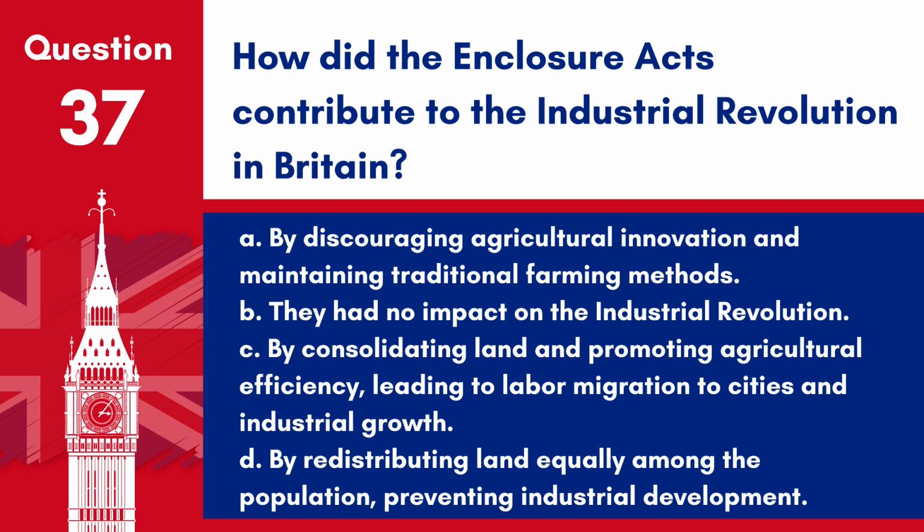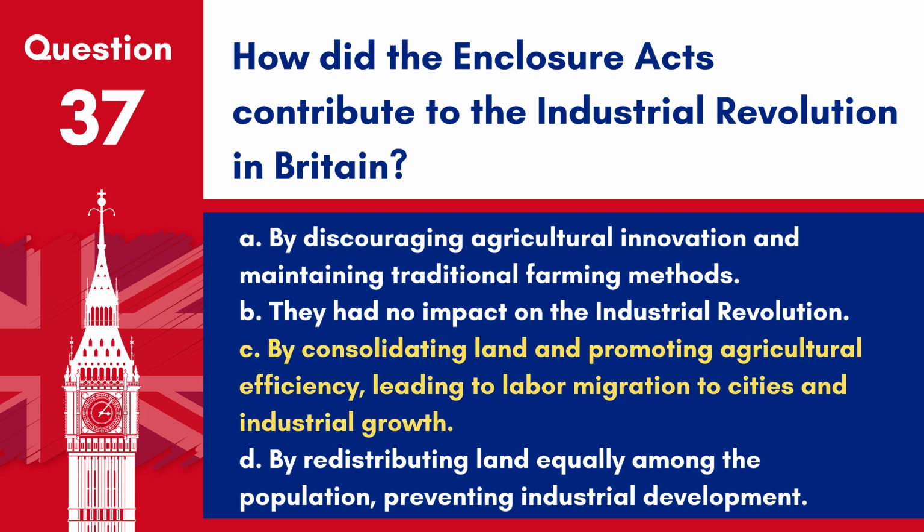A. By discouraging agricultural innovation and maintaining traditional farming methods. B. They had no impact on the Industrial Revolution. C. By consolidating land and promoting agricultural efficiency, leading to labour migration to cities and industrial growth. D. By redistributing land equally among the population, preventing industrial development.